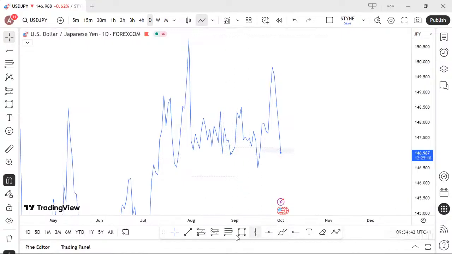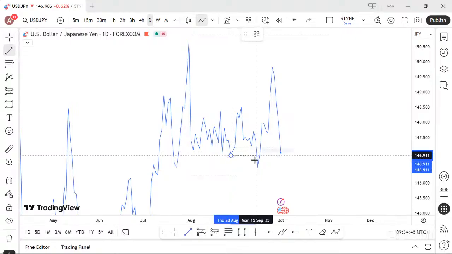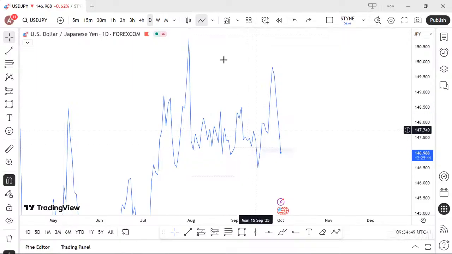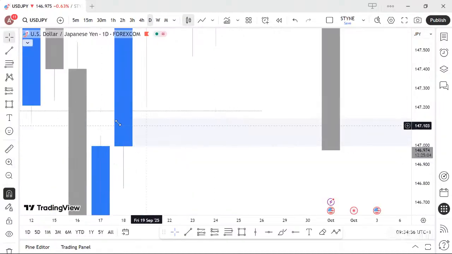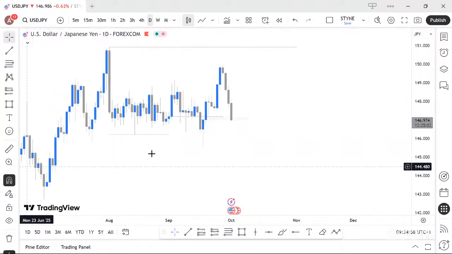Let me just try it out for clarity. There was a sweep here, and there was a what? And there was a break here. So what do we expect this thing to now do from the daily? Now, is there a fair value gap? Yes, there is a fair value gap there, as you can see as I drew. So what should price do now?